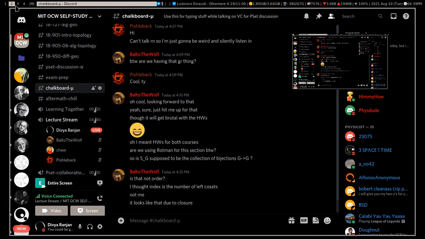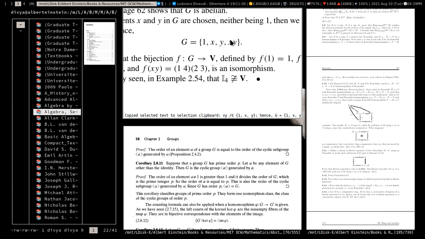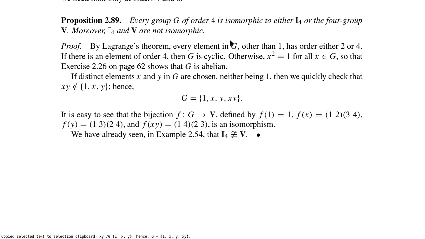It looks like that due to the closure of... I'm not sure. Can you explain why it's because of the closure?